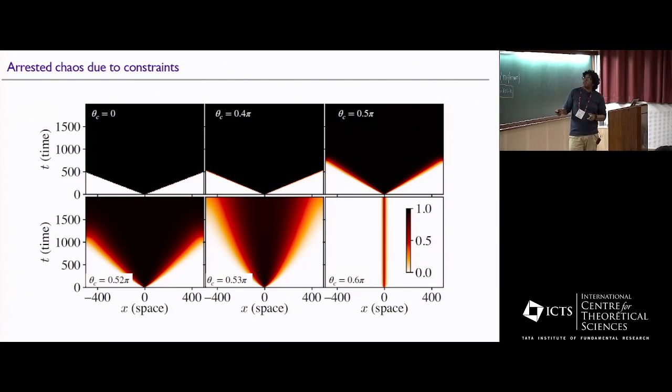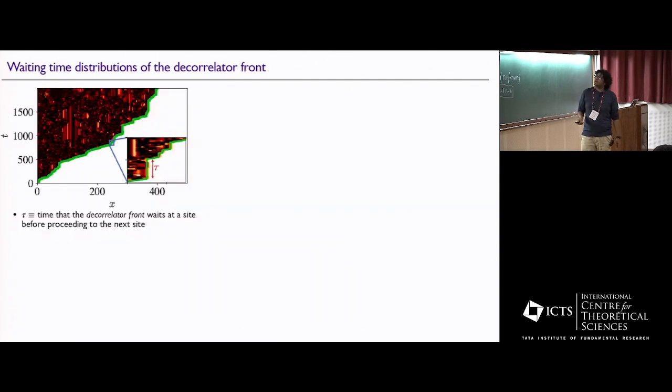And it's clear, for example, just between 0.52 of pi and 0.6 of pi, you see this very sharp distinction. This tells us that most likely there is a phase transition here. Okay, so how do we understand this non-chaotic phase?